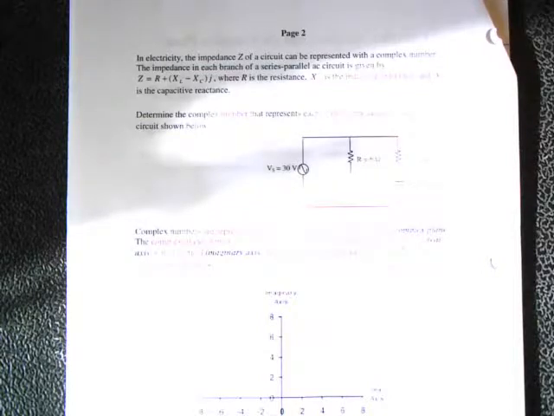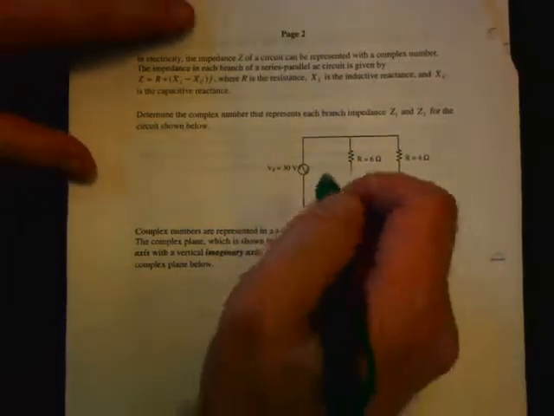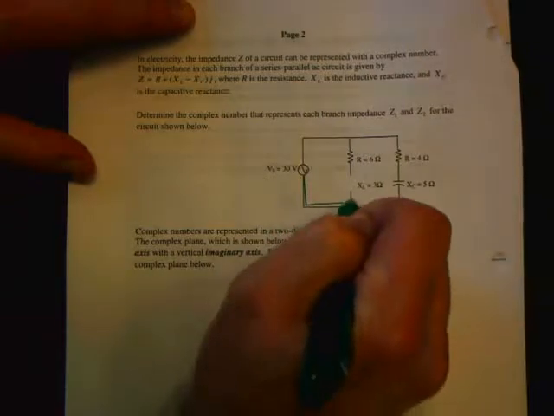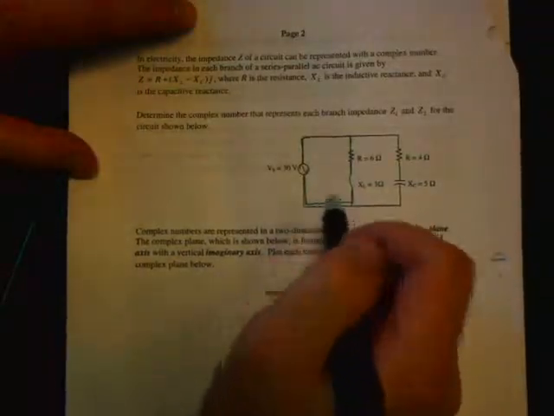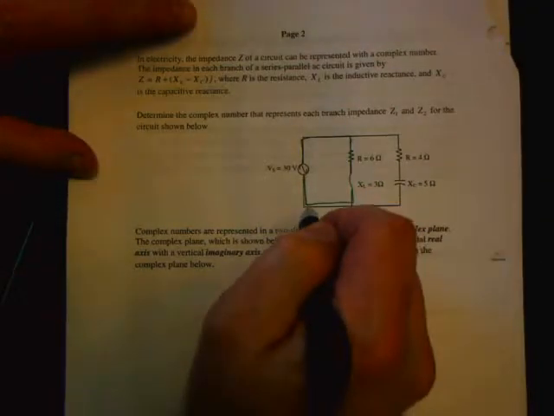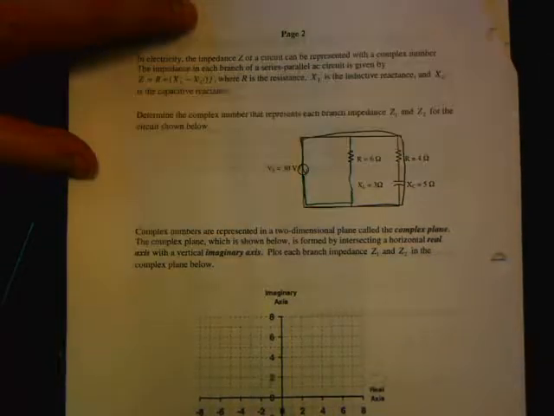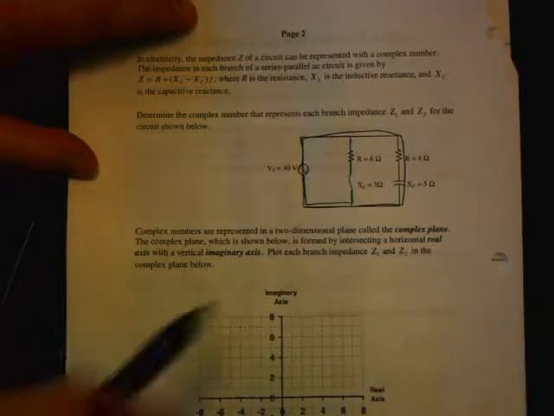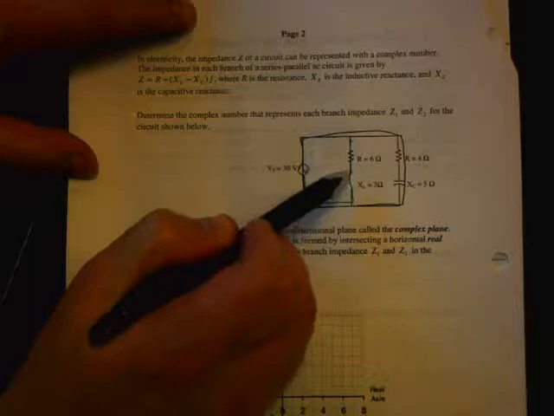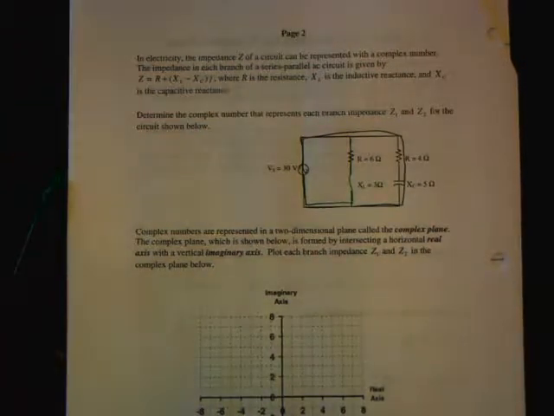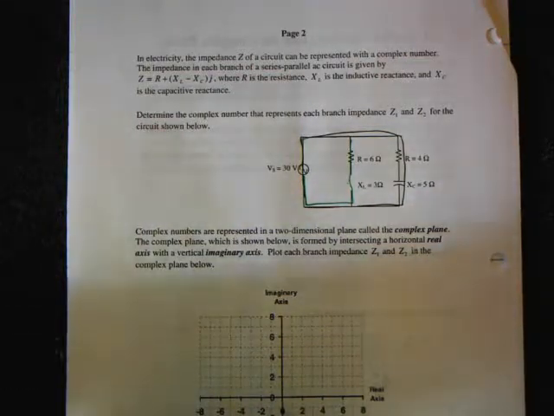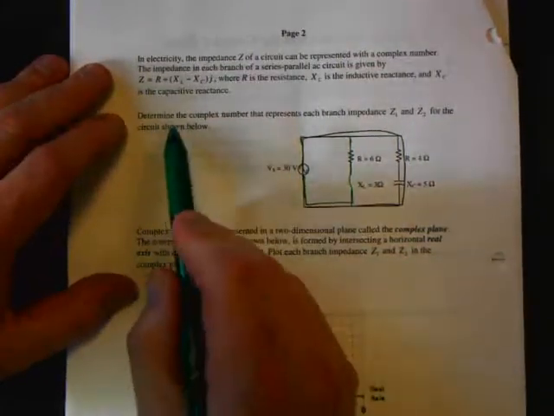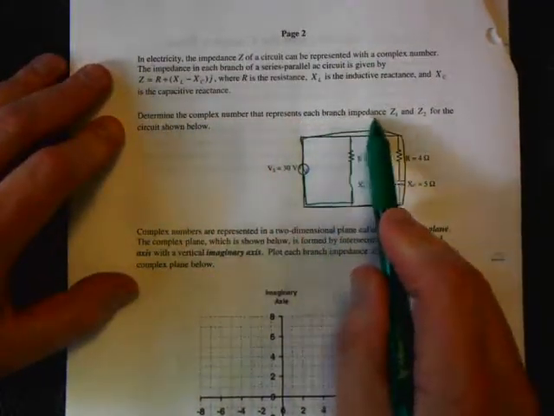All right, so we have two different circuits here. I guess I got to stand and block the sun. So we have this circuit. There's one branch, and then we have another branch going all the way around here. It does look like it's broken right here too, on mine. It's not supposed to be. It's supposed to be a complete circuit. I'm not sure what happened when I copied that. Okay, so determine the complex number that represents the branch impedance Z1 and Z2.